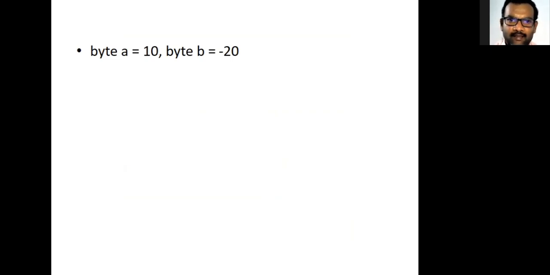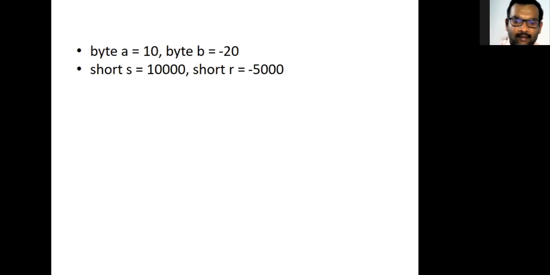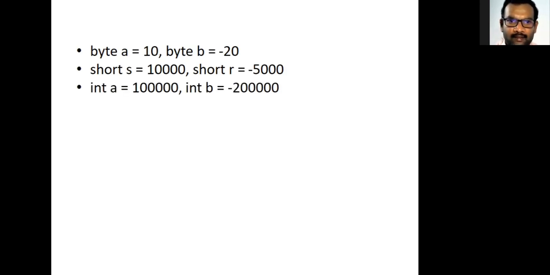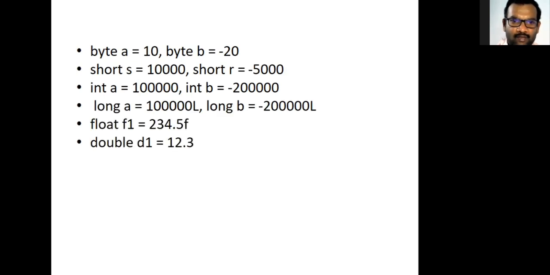Byte, since the size is 8 bits, 0 to 7, the range of values that it can take is minus 128 to plus 127. Similarly, short is of 2 bytes, with a range of 65,536 values. Similarly, integer. Each of them has some range. According to the range, we can store the values.